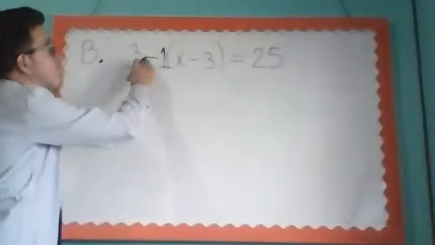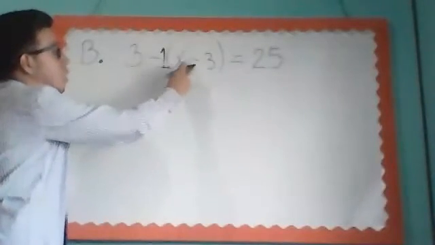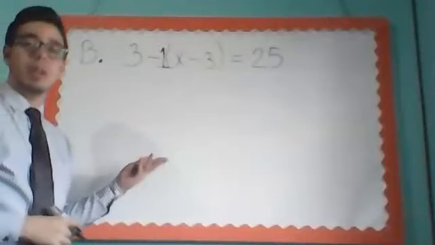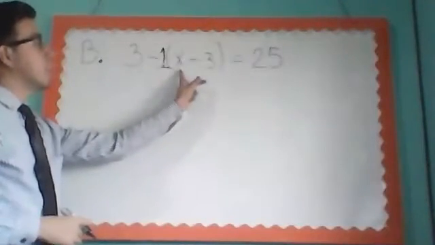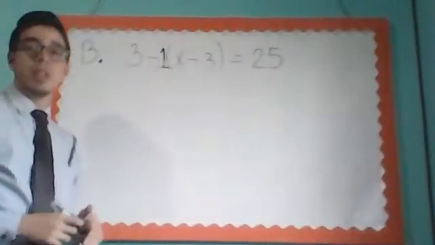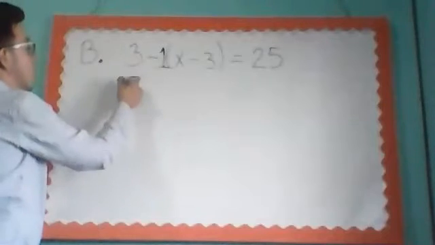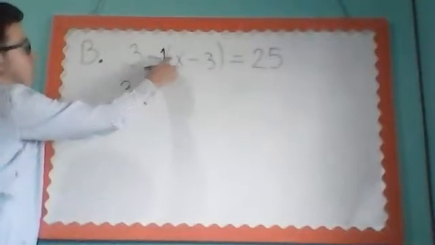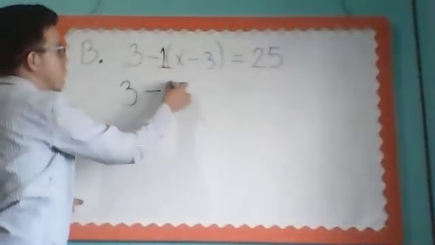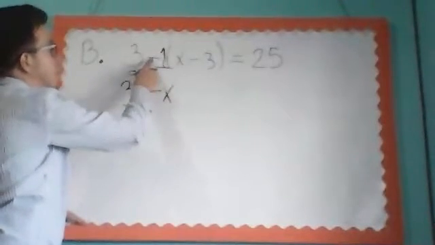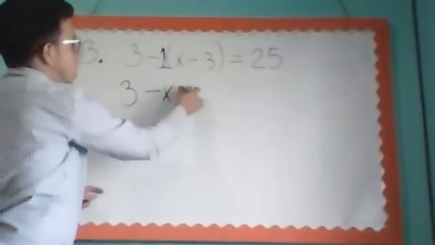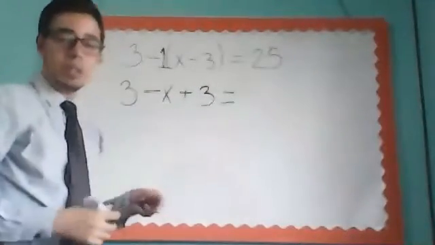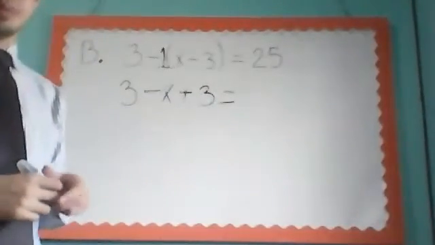So I'm going to change the sign of each one of the numbers inside the parentheses. It's like I multiply by negative 1. You multiply by negative 1 the x and by negative 1 the 3. So I have 3 minus x, because negative 1 times x is minus x, minus times minus is going to be positive 3, and this is equal 25.